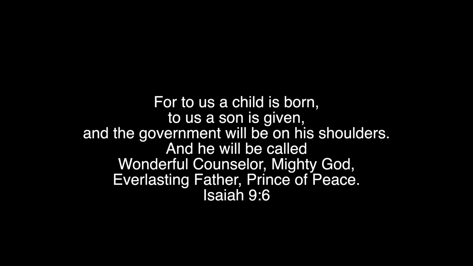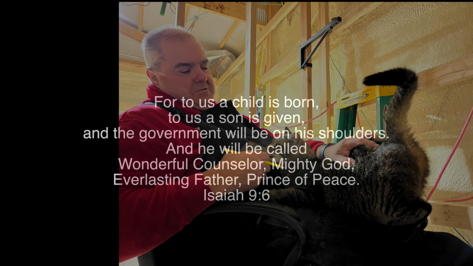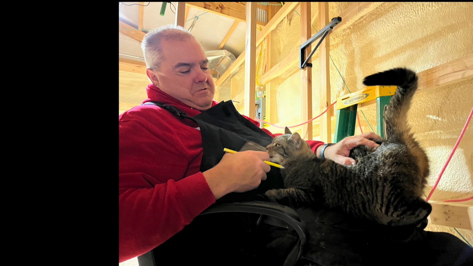For unto us a child is born, to us a son is given, and the government will be on his shoulders, and he will be called Wonderful, Counselor, Mighty God, Everlasting Father, Prince of Peace. Folks, that verse was written about 700 years before Jesus was born on this earth.